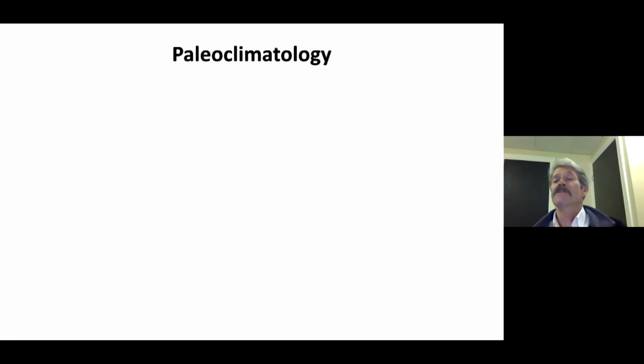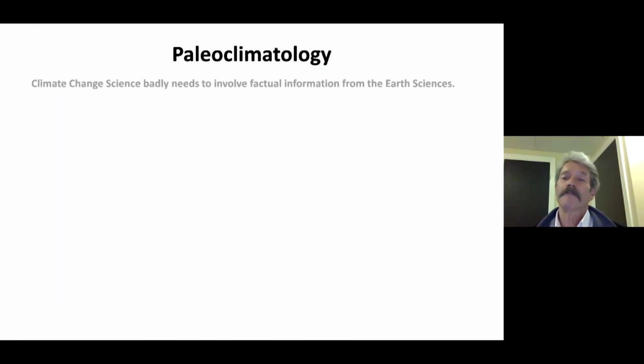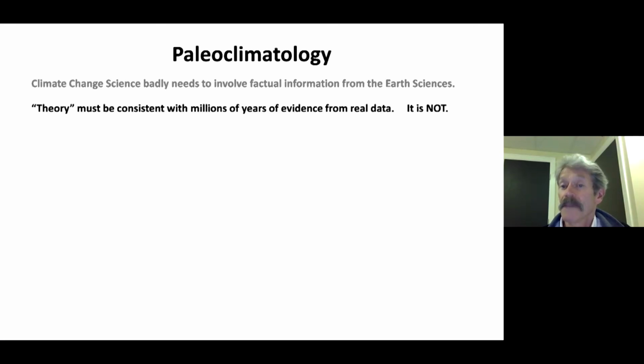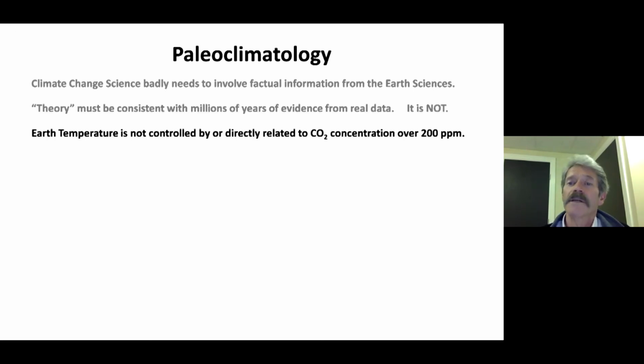So, what have we discovered from this brief glimpse at paleoclimatology? Firstly, climate change science is badly needed and needs to be involved in all the facts from it and information from the earth sciences that are available. Theory must be consistent with millions of years of evidence from real data. It is not. Earth temperature is not controlled by or directly related to CO2 concentrations over 200 parts per million.